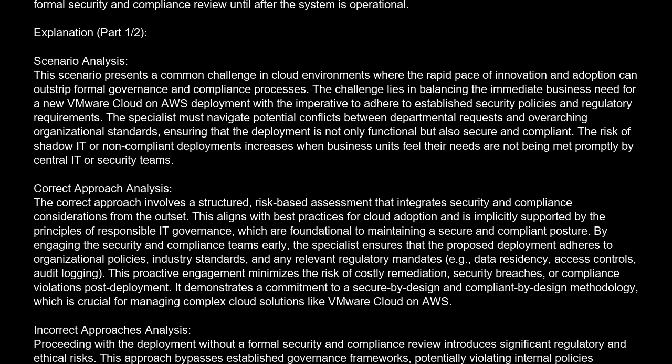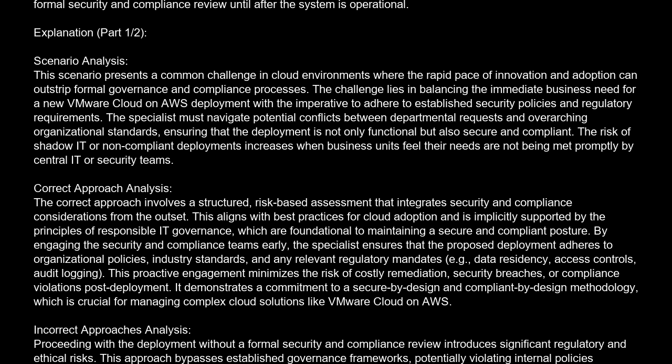Explanation. Scenario analysis. This scenario presents a common challenge in cloud environments, where the rapid pace of innovation and adoption can outstrip formal governance and compliance processes. The challenge lies in balancing the immediate business need for a new VMware Cloud on AWS deployment with the imperative to adhere to established security policies and regulatory requirements.